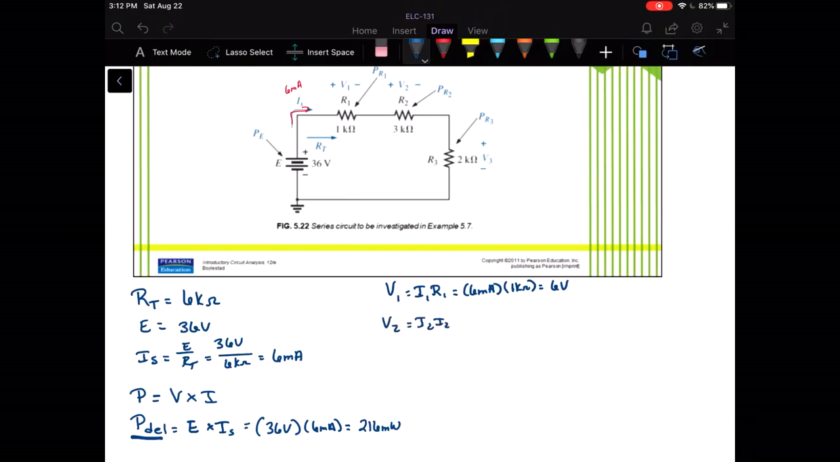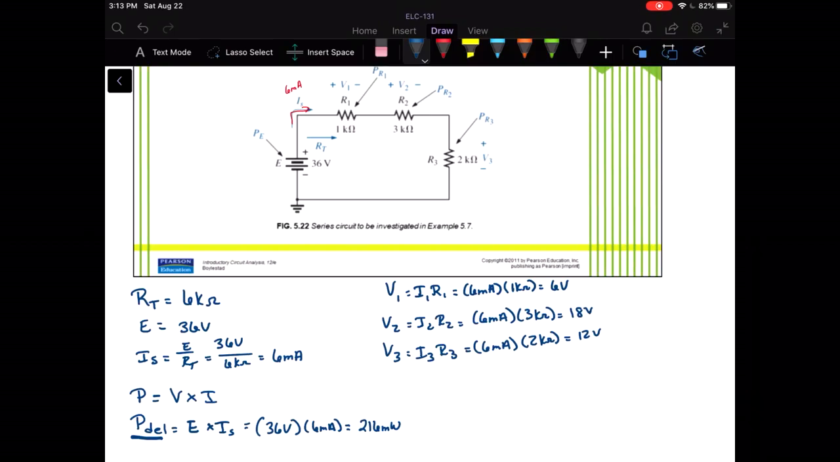V2 is going to be I2R2, where we have 6 milliamps and 3K ohms of resistance, which should be about 18 volts there. And then V3 is going to be I3 times R3, or 6 milliamps times 2 kilo ohms, or 12 volts. So our 6, 18, and 12 all add up to our 36 volts, which checks out.